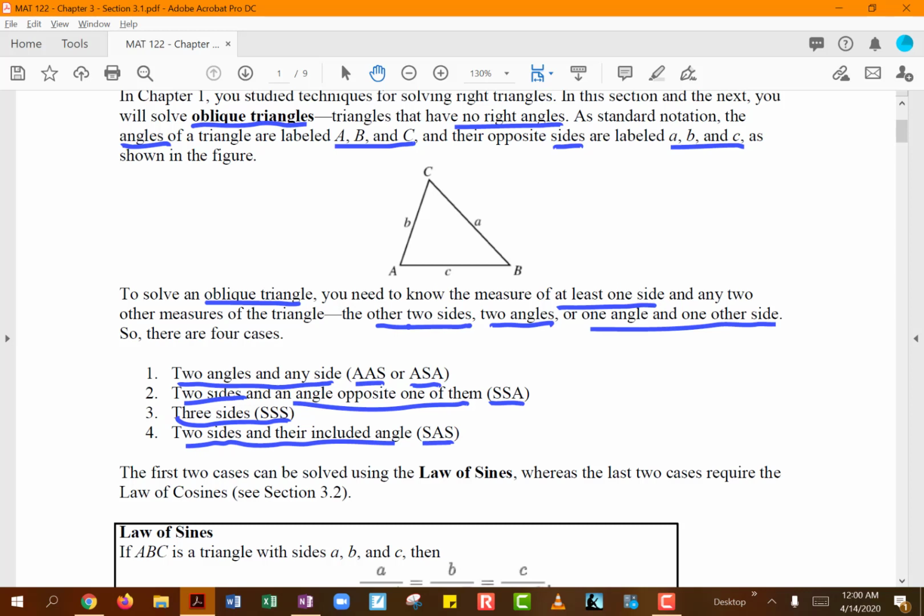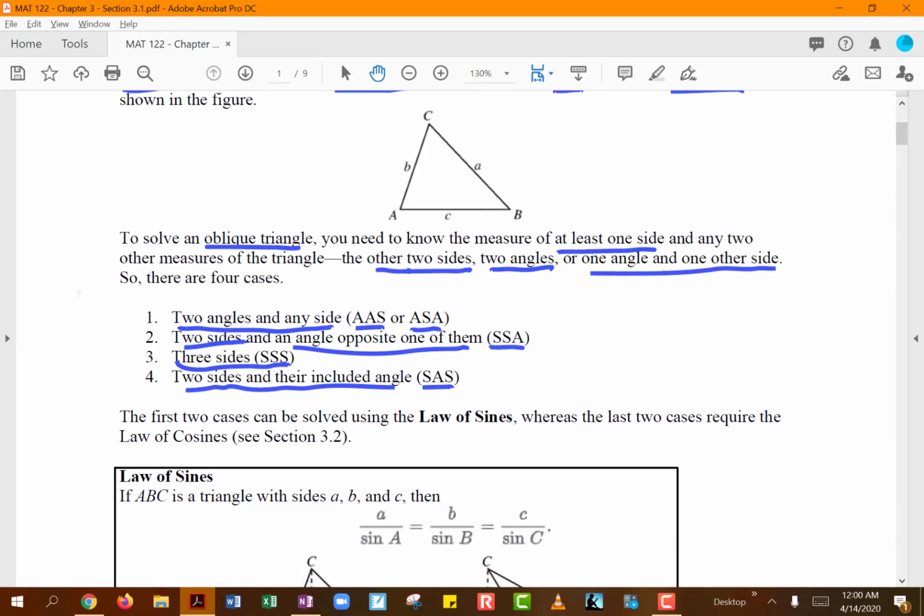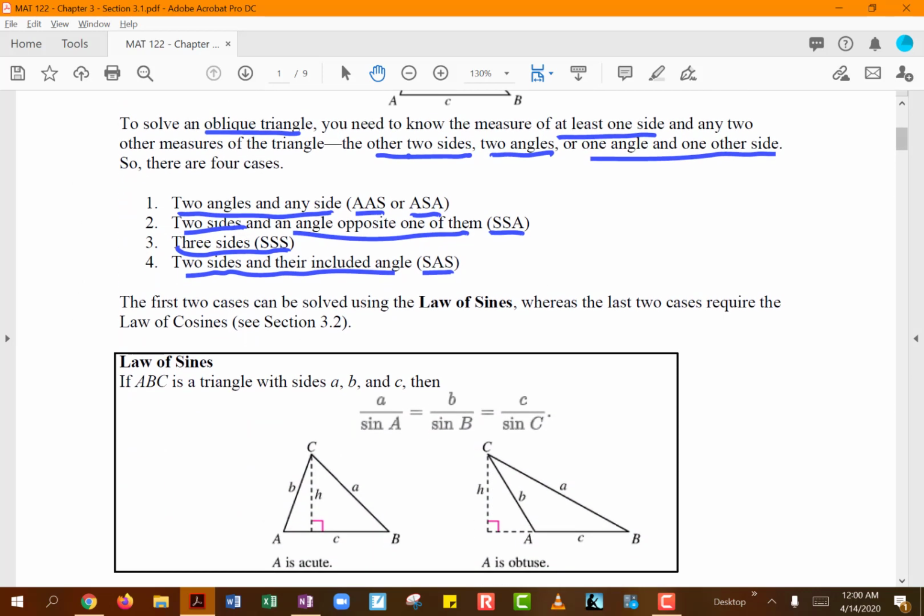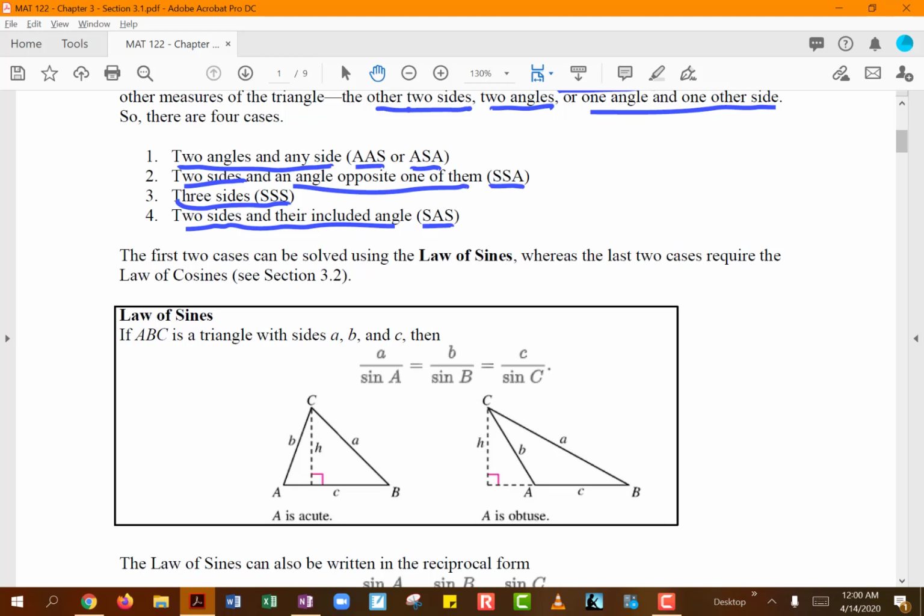The first two cases are what we're going to be seeing in this section, and for those we would be using the law of sines. For the last two cases, we will be looking at the law of cosines, which is going to be in the next section.